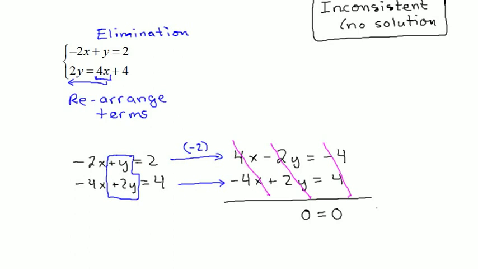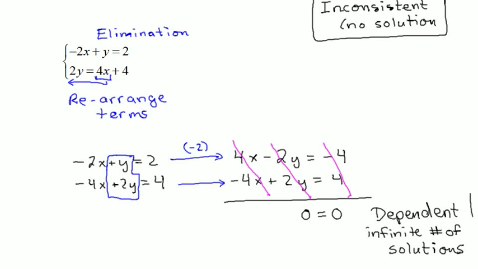So this is the dependent system, which has an infinite number of solutions, but it's not true that it's every ordered pair. We can still express this solution set, and we should do so, using set builder notation.